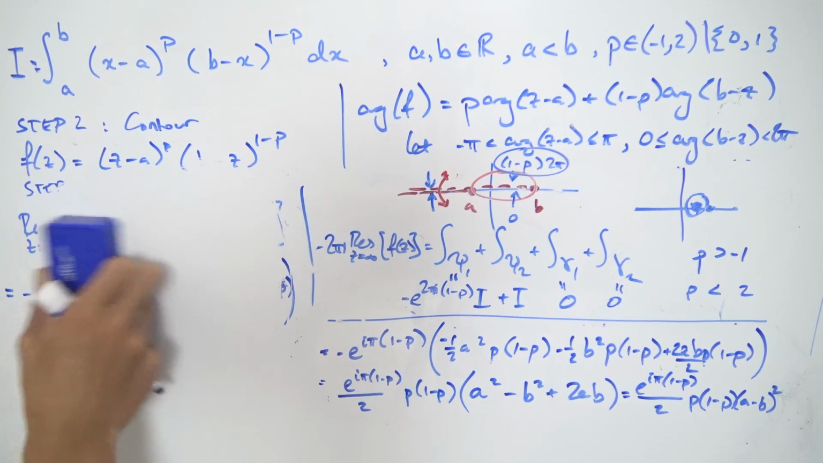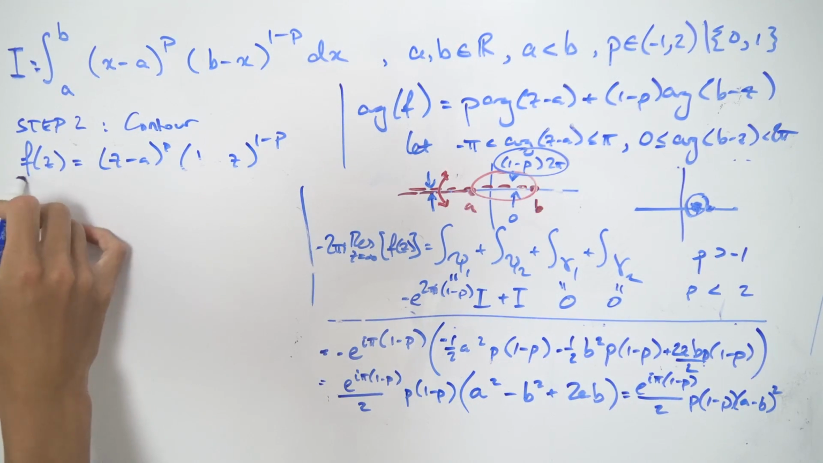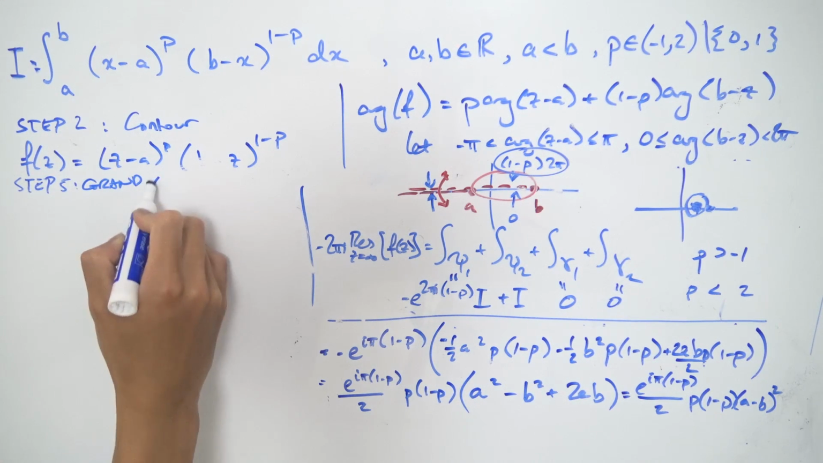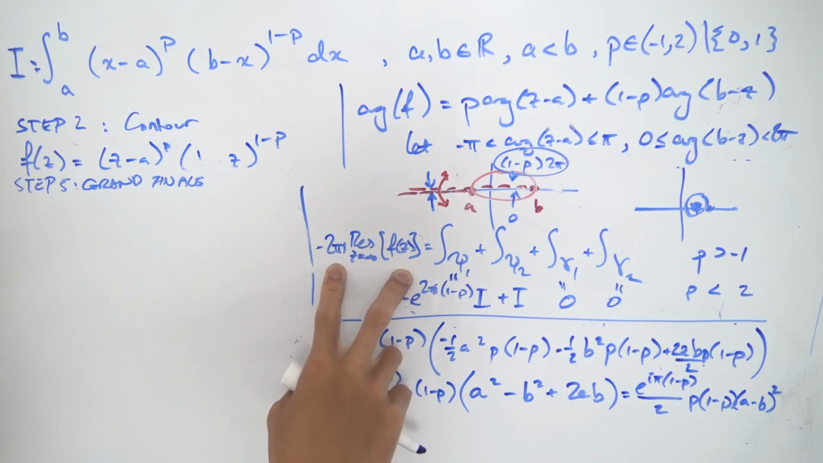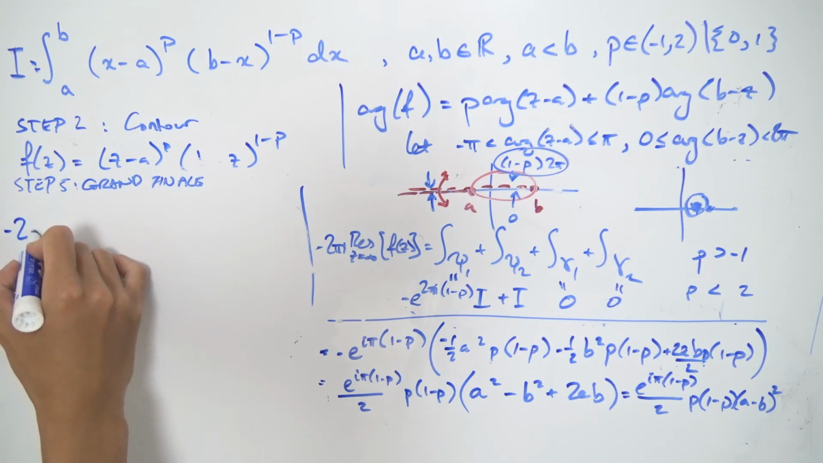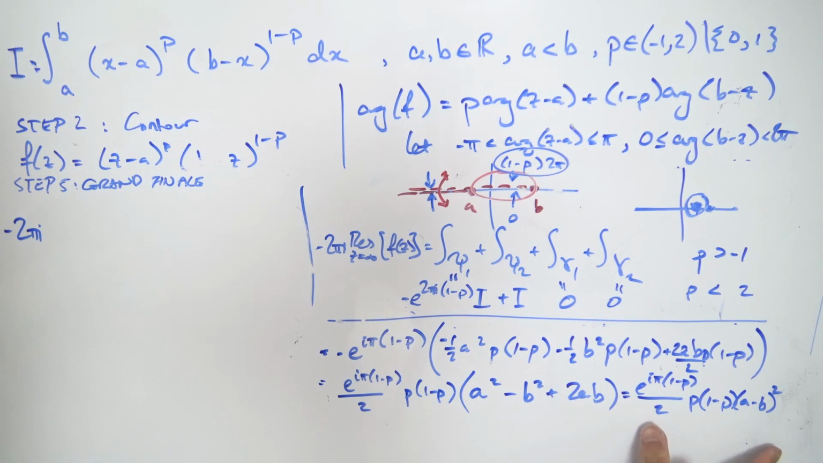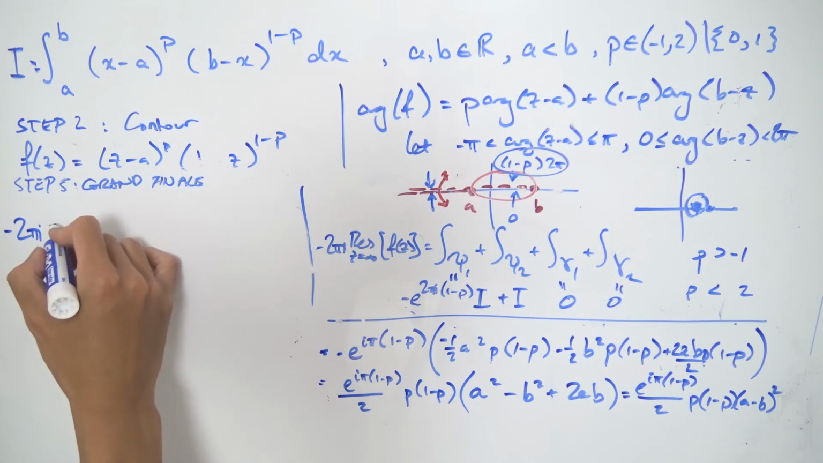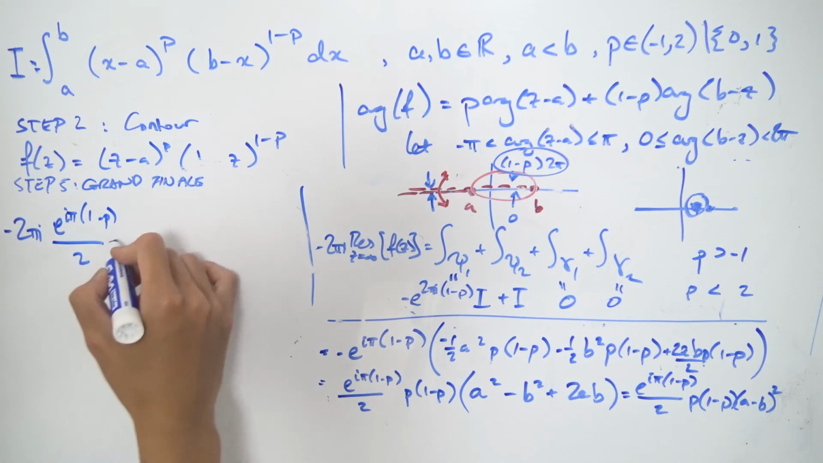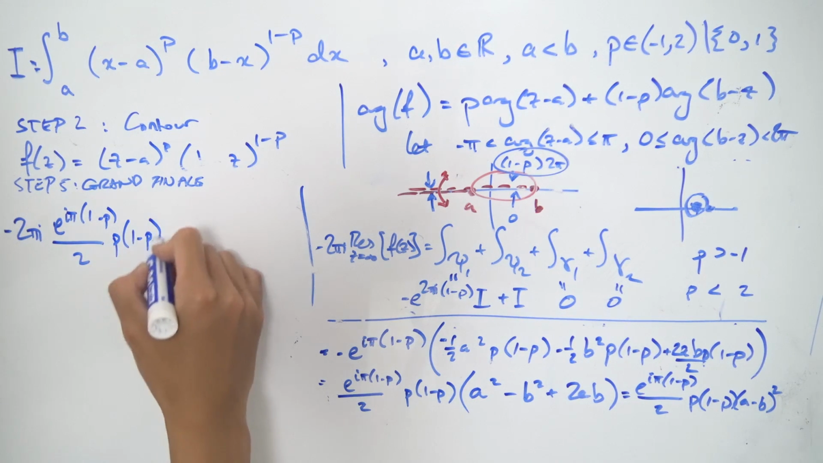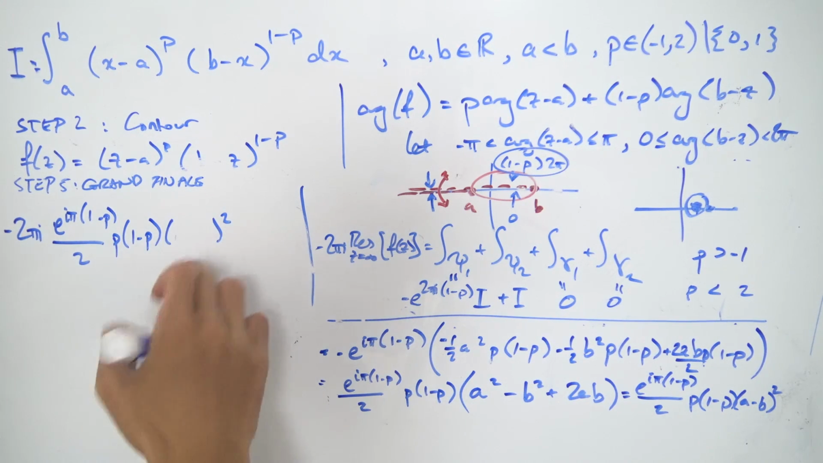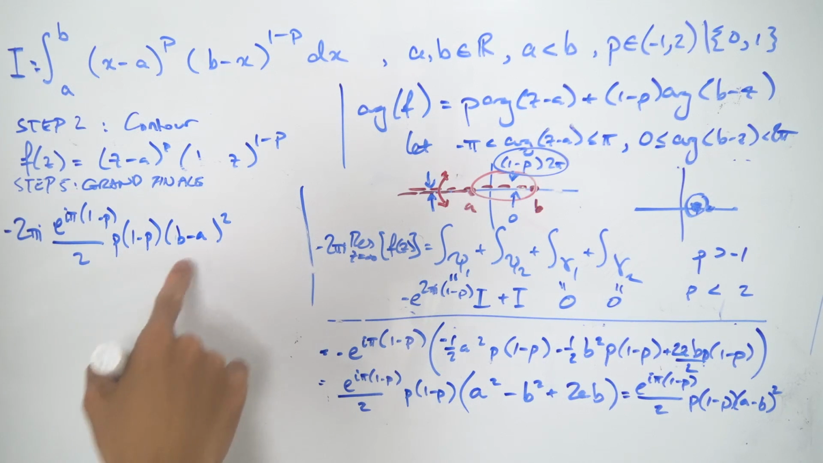And now it's time for step 5, which is the grand finale, putting everything together. So step 5, we'll just call it the grand finale. So first of all, we have this minus 2 pi i times the residue at z equals infinity. So we have minus 2 pi i. Residue at infinity, we found it to be equal to this expression over here. So that's equal to e to the i pi 1 minus p divided by 2, and we have p, 1 minus p, and then a minus b squared. But I'm actually going to write this as b minus a squared. It's the same thing. It's a bit nicer because b is bigger than a.